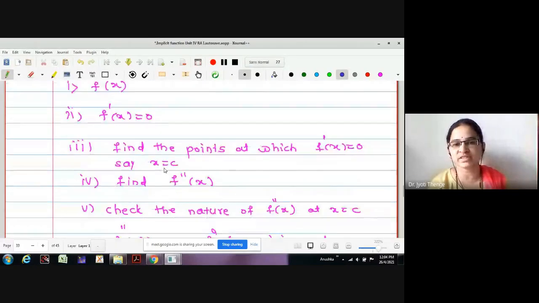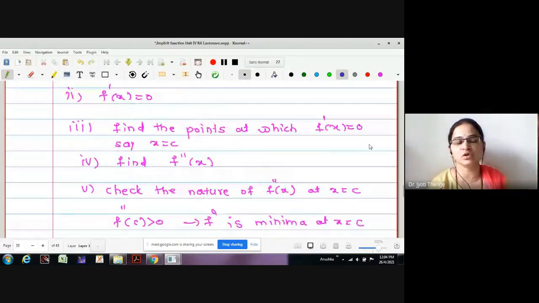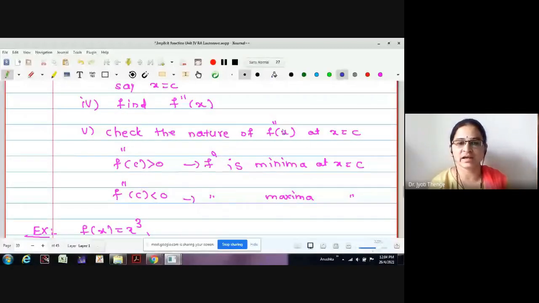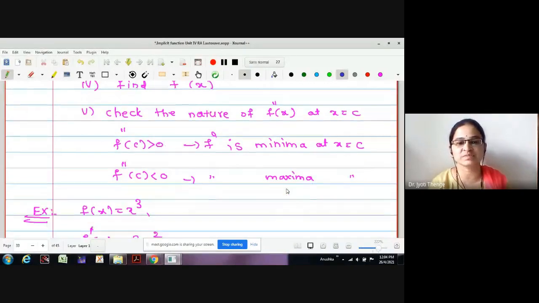After finding the points at which the first order derivative is zero, we will go for finding the second order derivative, and we are going to check the nature of the second order derivative at that corresponding point. If the second order derivative at the given point is greater than 0, the function has a minima, and if it is less than 0, the function has a maxima.